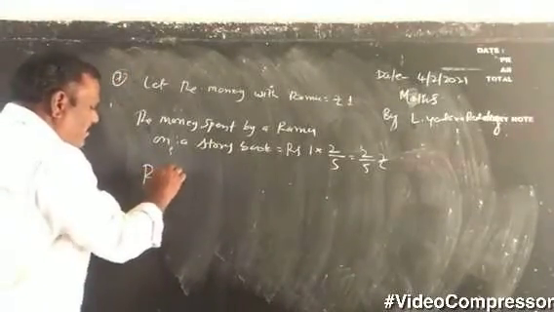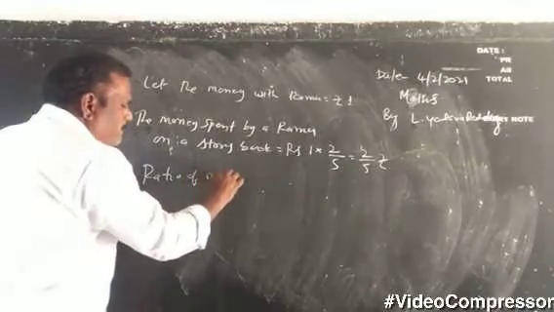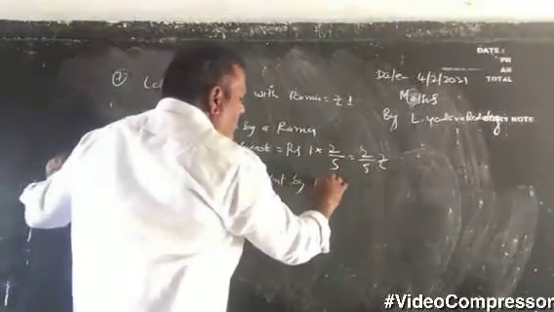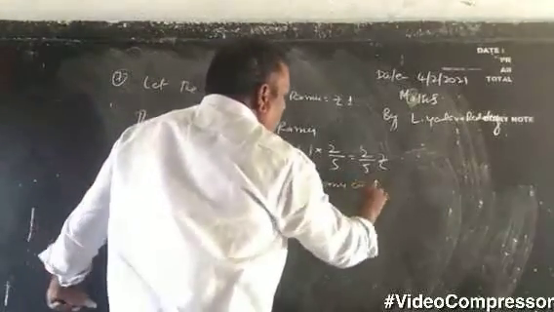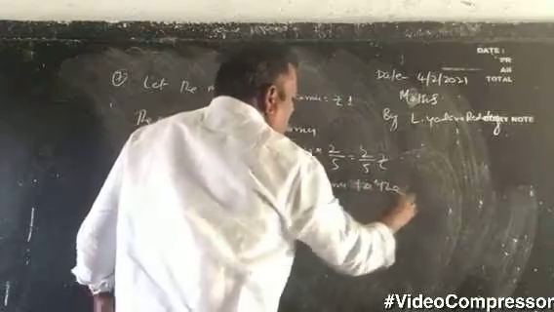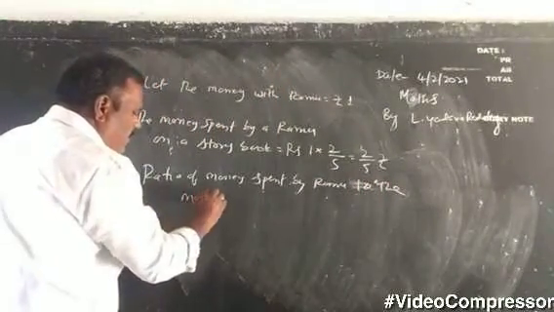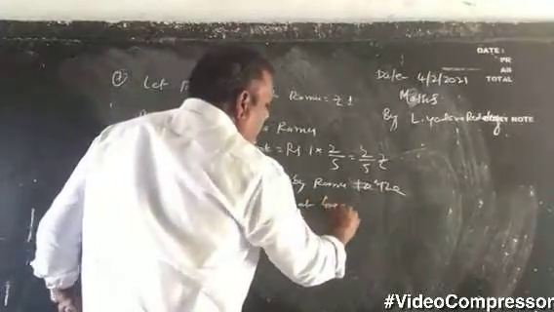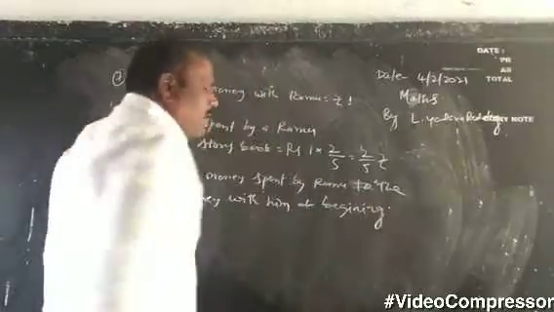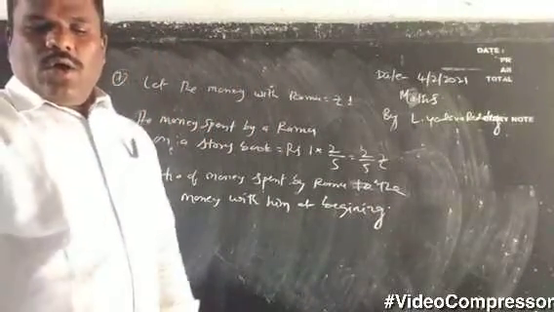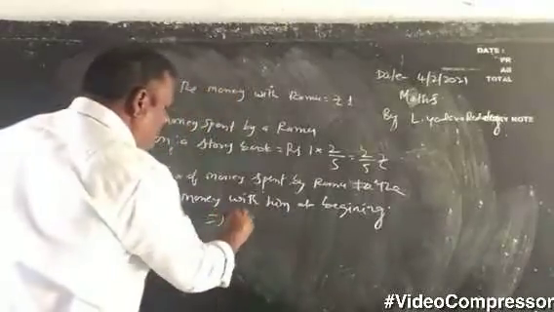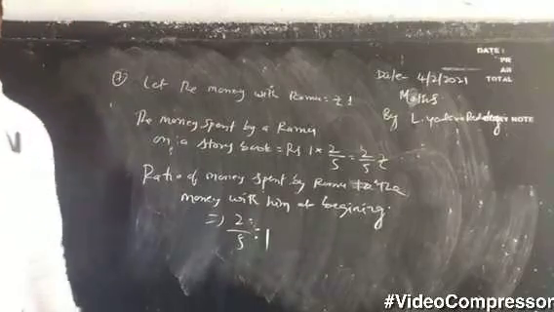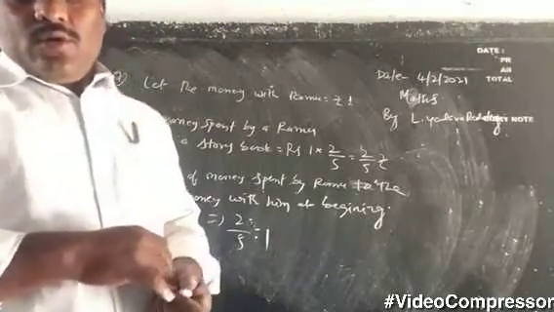Ratio of money spent by Ramu to the money with him at the beginning. The beginning money is called generally what? 2 by 5 is to 1, children. It implies 2 by 5 is to 1. That means what, children? 2 by 5 is to 1.